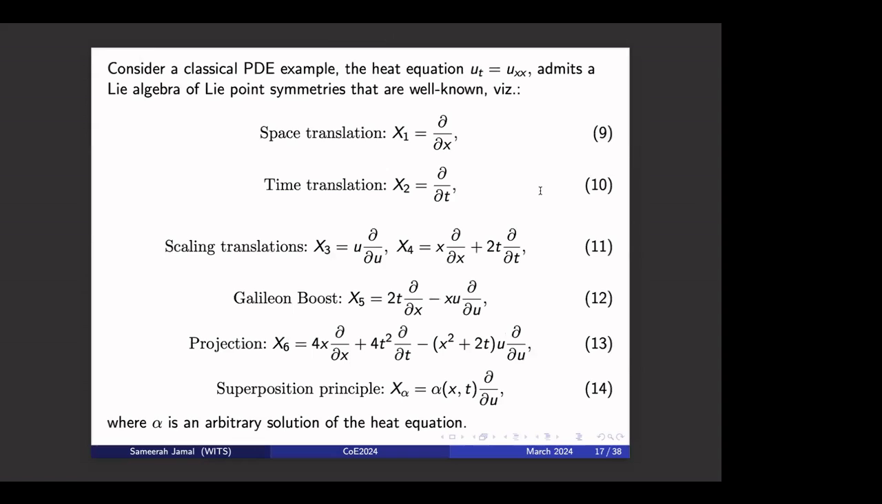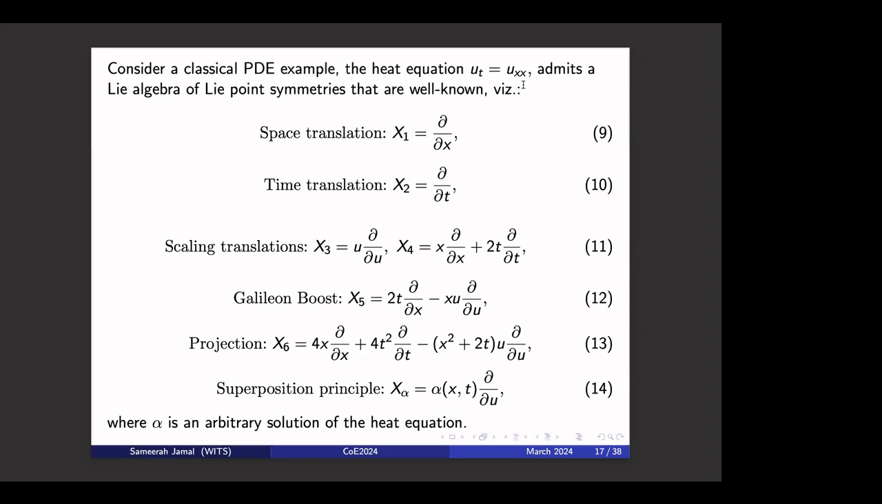So let's take a classical PDE example. Let's say the heat equation. The heat equation is also a parabolic equation, simply from its form. We have U_t, the evolution term, and U_xx. So this is one of the simplest kinds of parabolic equations, and it has a Lie algebra of Lie point symmetries that are well known.